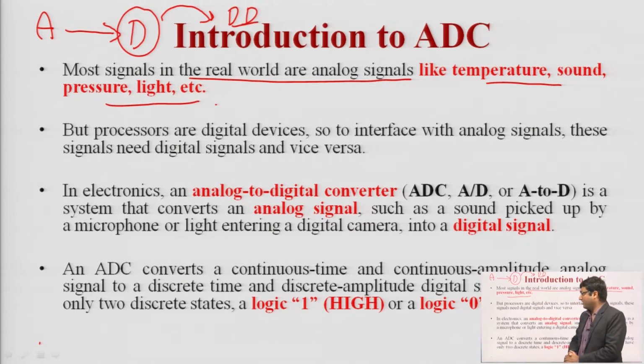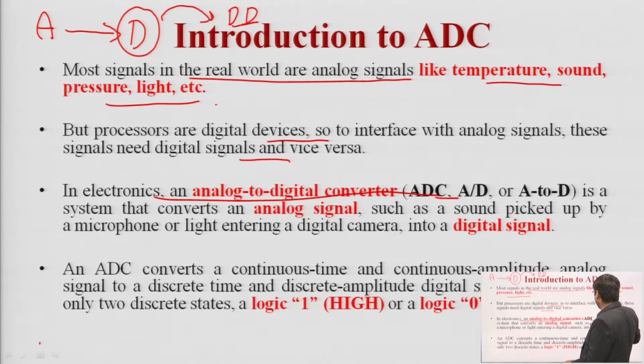Processors are digital devices. So, we need to convert the analog signal into digital ones and vice versa. Why vice versa? Because for better understanding of things, we again need to convert these digital signals into analog ones. In electronics, an analog to digital converter, we can call it ADC, A/D, or A to D converter.